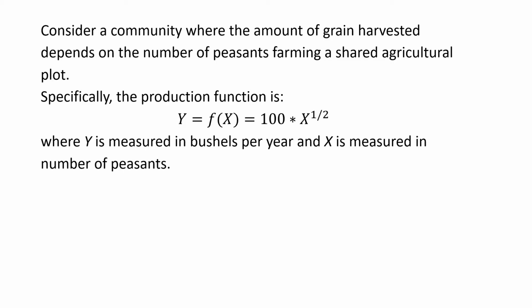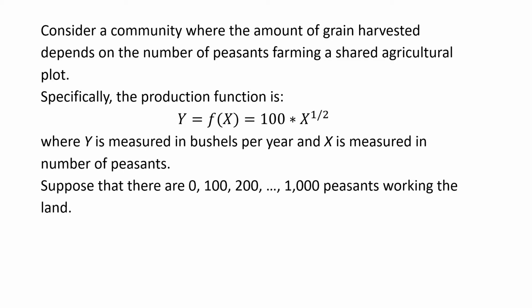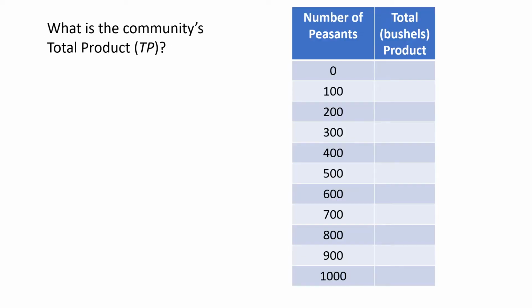of land. To be specific, consider a production function y, or a function of x, equal to 100 multiplied by x raised to the power half, where y is measured in bushels per year and x is measured in number of peasants. Assume that we have 0, 100, 200, and so on until 1000 peasants working the piece of land. Our next order of business is to calculate the community's total product.